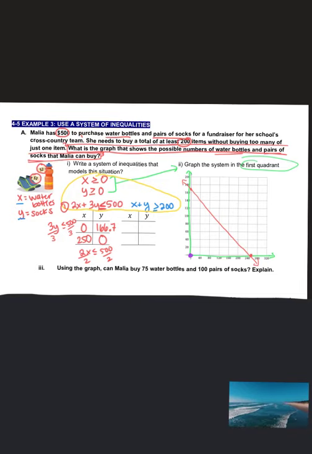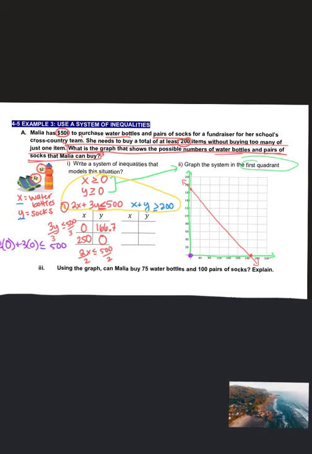If I plug 0 in for x with the 2, I get 0. So like 2 times 0 plus 3 times 0 is less than or equal to 500. Well, that gives me 0, that gives me 0. And is 0 less than or equal to 500? Yes, it is. So we're gonna come over here and we're gonna shade it all this way.